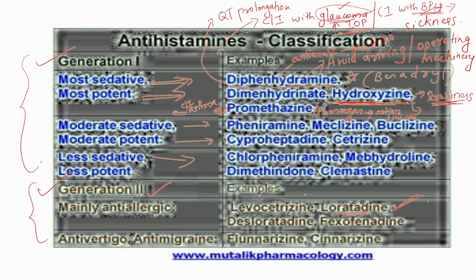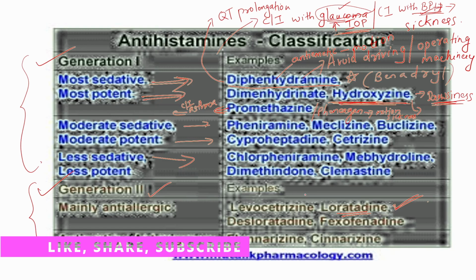So the safest drug in pregnancy is loratadine. If we give other generation 1 drugs, what happens? They will cross the blood-brain barrier. It can cause sedation in the fetus. But generation 2 drugs like loratadine do not cross the blood-brain barrier, so it is safe in pregnancy.